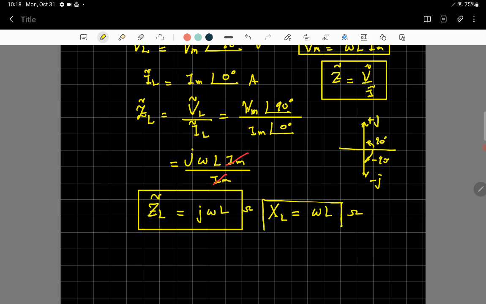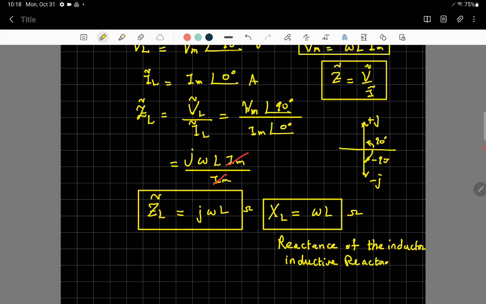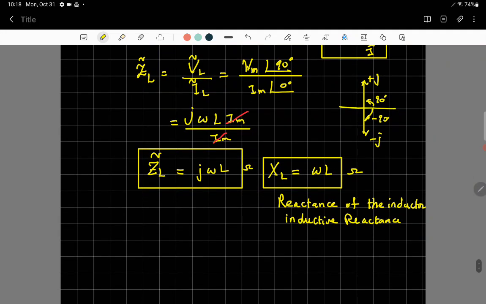So what's XL? It's reactance. This is the reactance of the inductor, or you can call it inductive reactance. So it's like the impedance but without J.